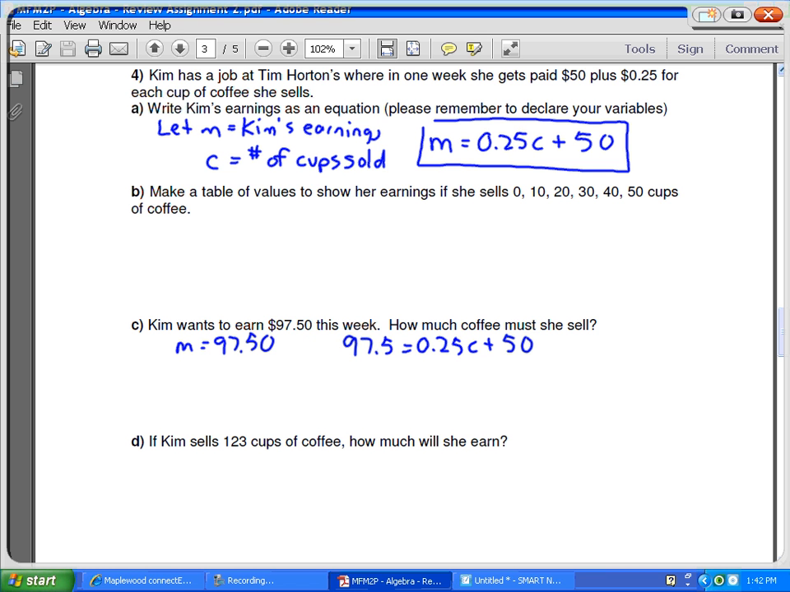How do I isolate C? How do I solve for C? Oh, you guys are totally asleep. It's been a long day, I know, I apologize. It's a lot of work today. What we're going to do is we're going to move the 50 over, right? So 97.5 minus 50. That turns to be 47.5.